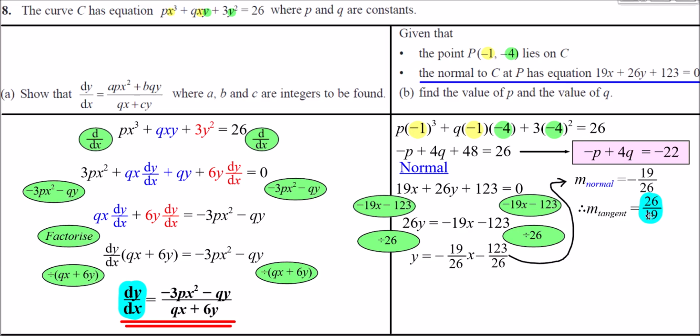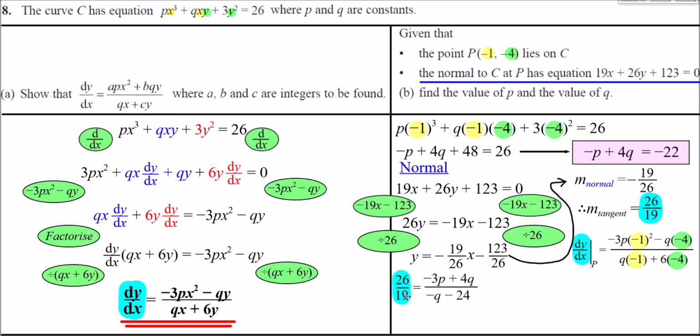But now, because I know what the gradient is numerically, and I know what it is in terms of p and q, I can now get a second equation relating p and q together, which can then afterwards be solved simultaneously with this equation I already have in this pink rectangle. Therefore, the gradient at point P, where x is minus 1 and y is minus 4, is this expression here, with x subbed in as minus 1, and for y, we sub in minus 4. This will simplify somewhat, and of course, the gradient at point P, we now know is 26 over 19.